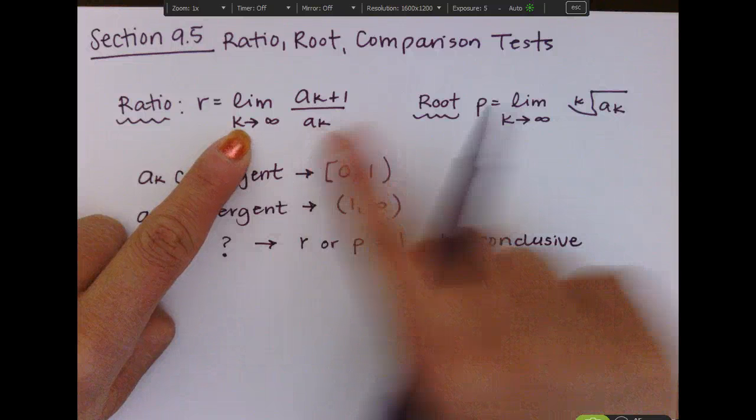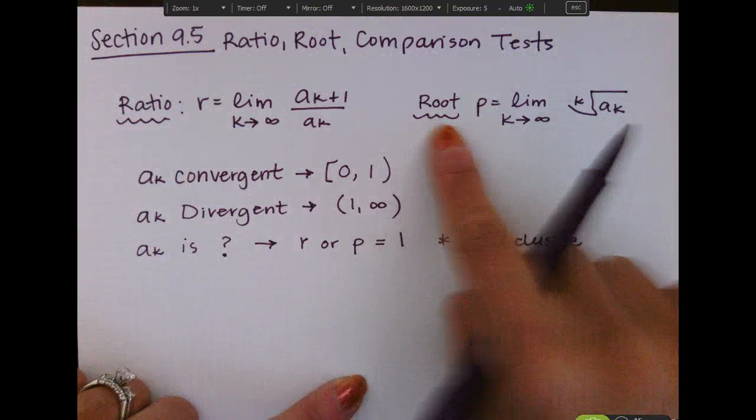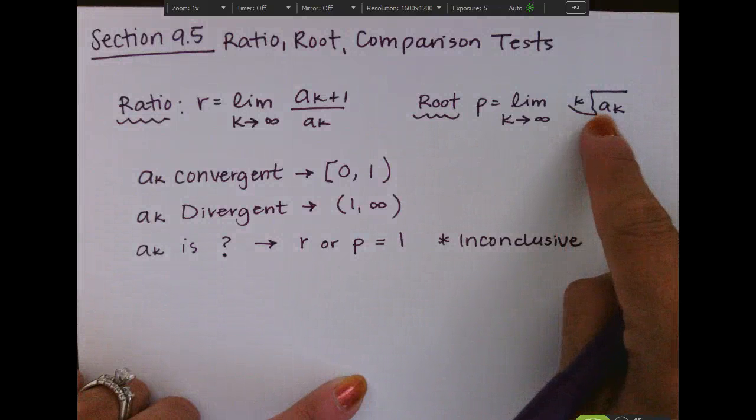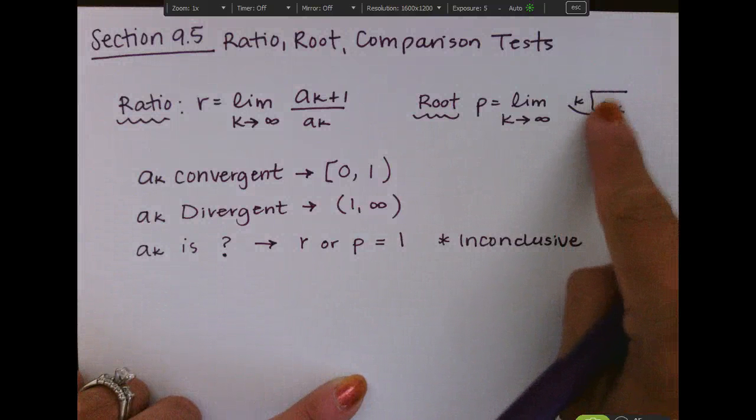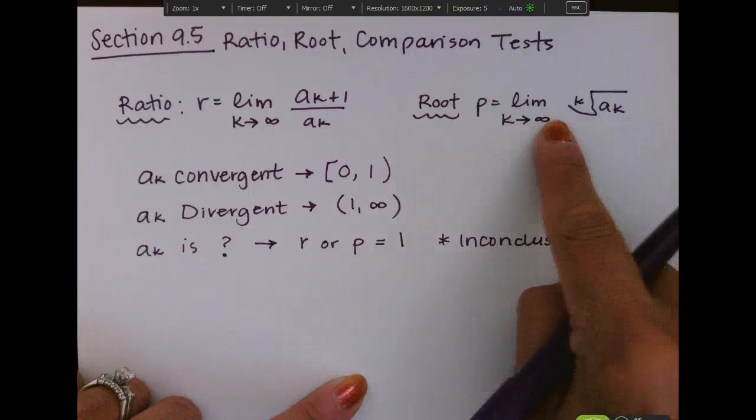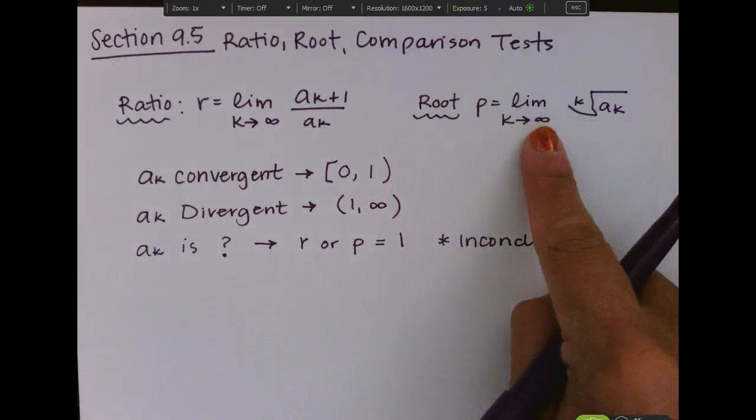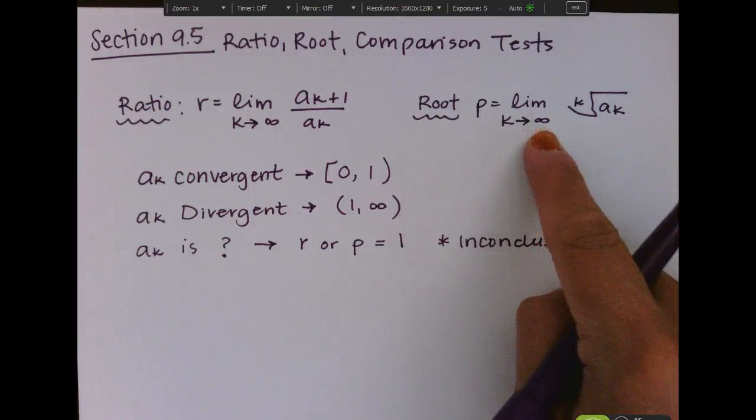goes to infinity. For the root test, what we're doing is we're taking the kth root of our expression, forming our infinite series, and we're looking at what the limit is as k goes to infinity.